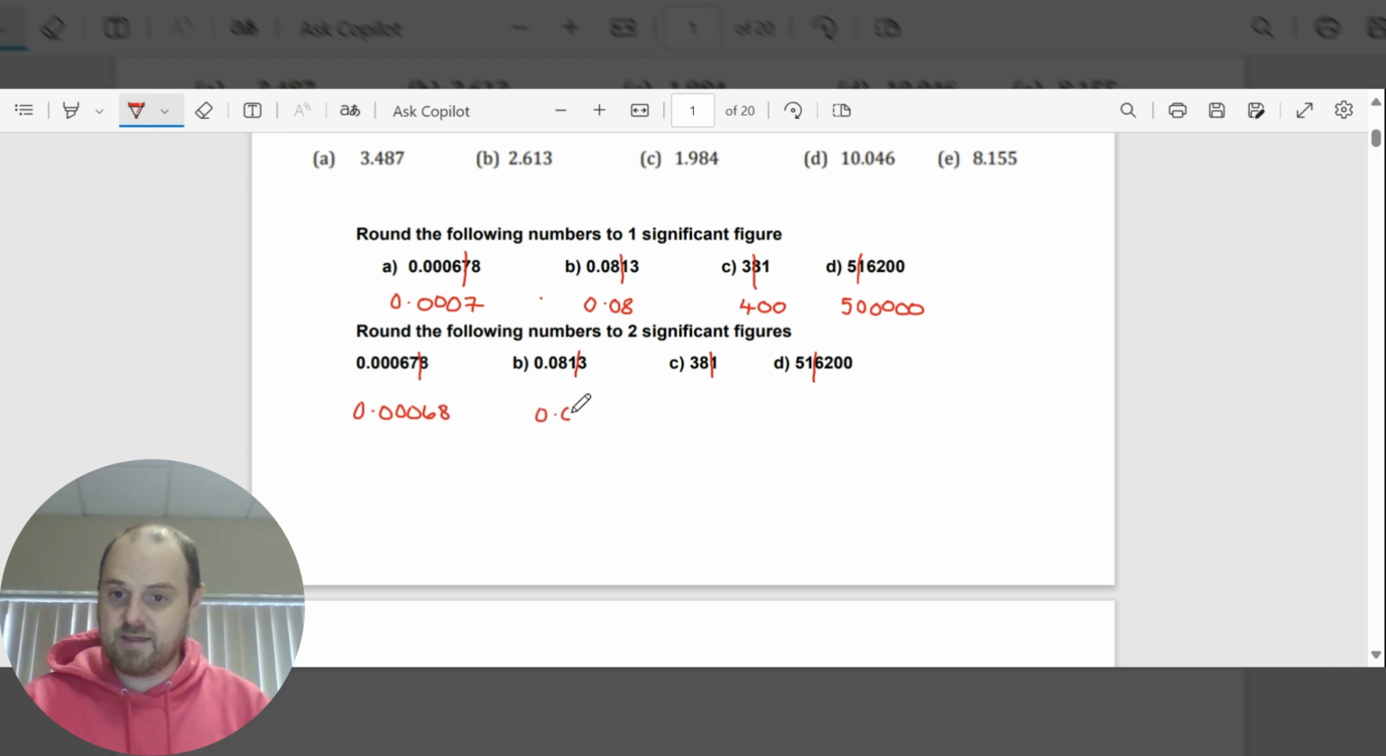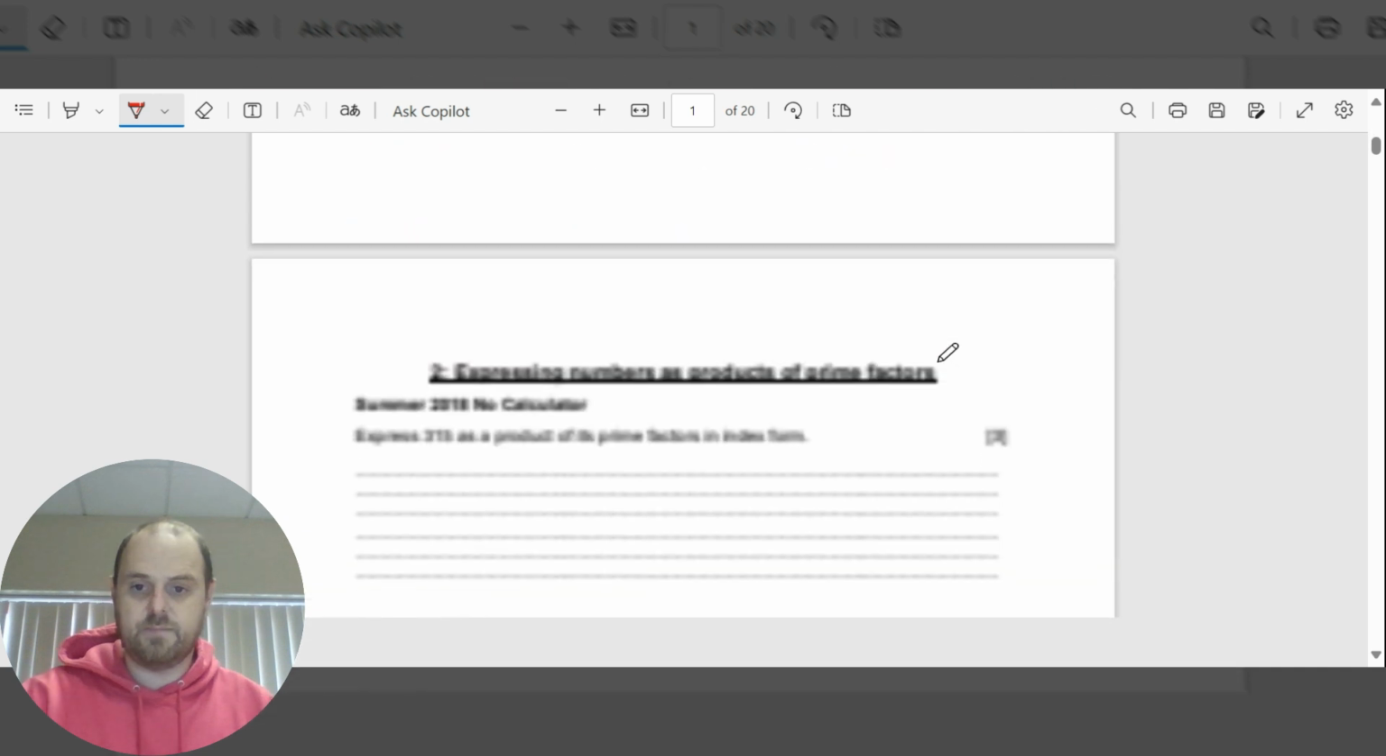Here, the 0.08 will not change. And here, the 1 will stay as a 1. The 8 will stay as an 8 because it's followed by the number 1, but we need a 0 placeholder. But here, the 1 will round up to a 2 because it's followed by a 6. And we're going to need 4 zeros to replace those. So that's significant figures.